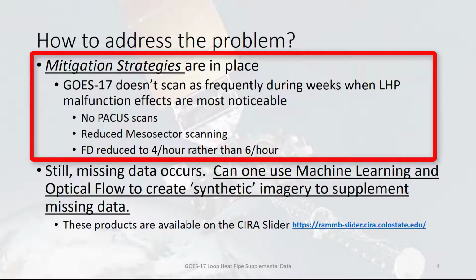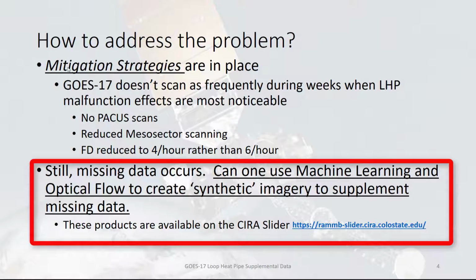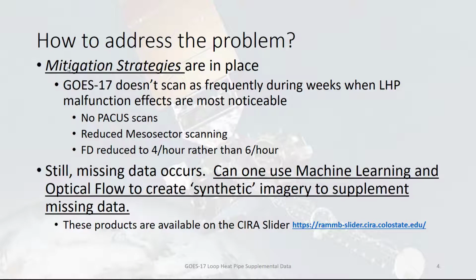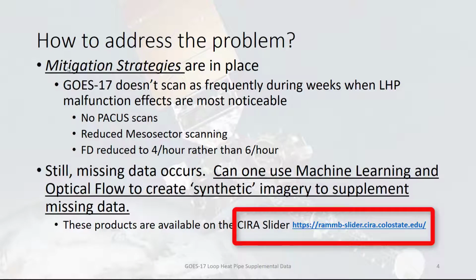There are mitigation strategies in place. The GOES-17 modified Mode 6 scanning at night reduces the effects of the loop heat pipe malfunction, yet missing data still occur. This training discusses machine learning and optical flow tools that can be used to create synthetic imagery to supplement the data that are lost because of the loop heat pipe. These synthetic images are available on the CIRA Slider.